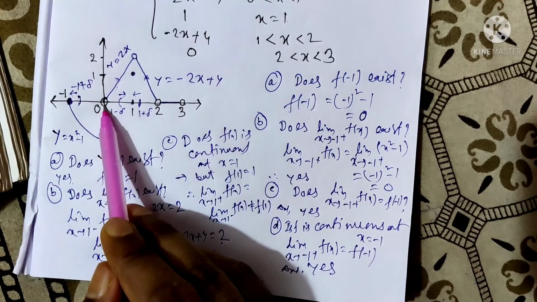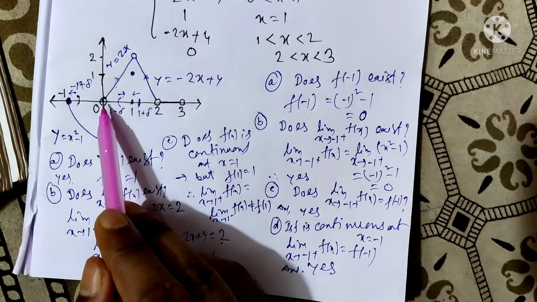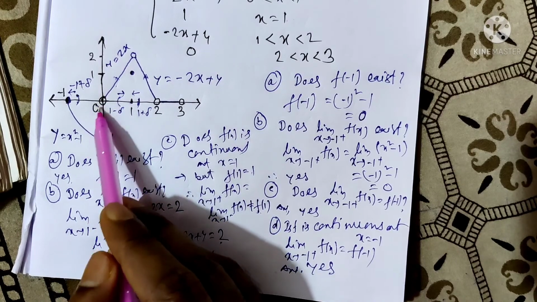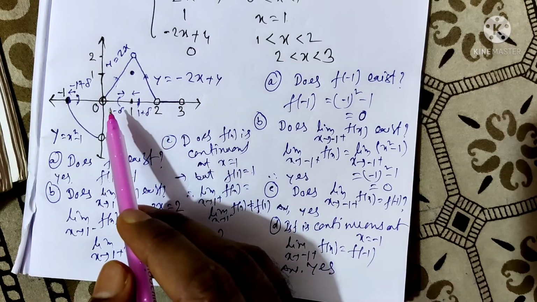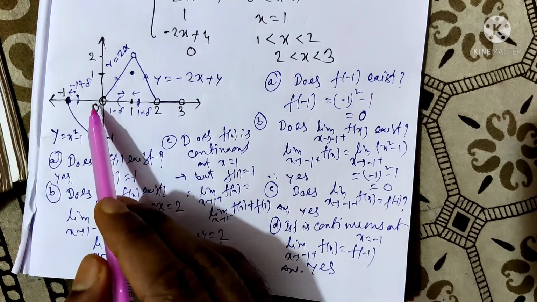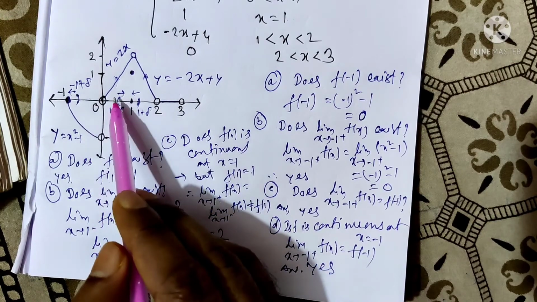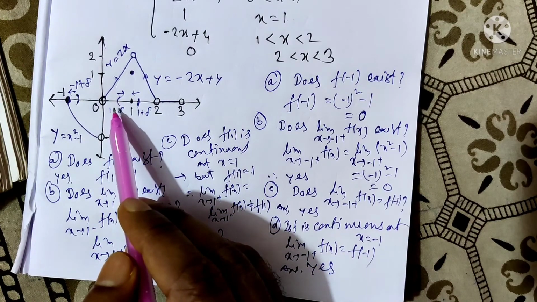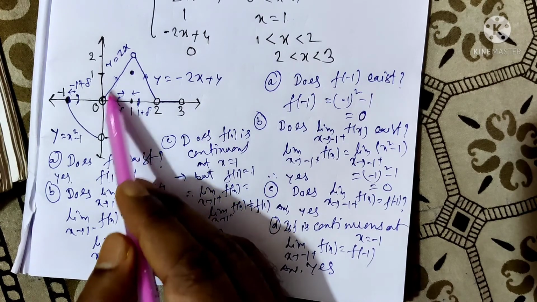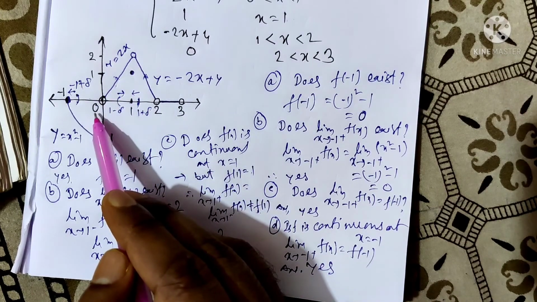At the point 0 is also a point of discontinuity. Why? At the point 0 the function is not defined. Also if x tends to 0 minus, the function gives minus 1, and from 0 plus the function gives 0, so 0 is also a point of discontinuity.